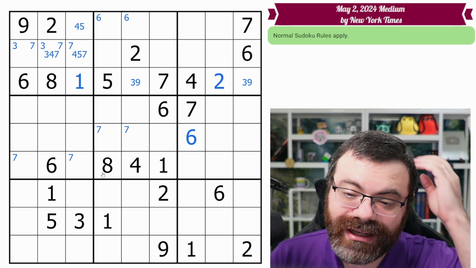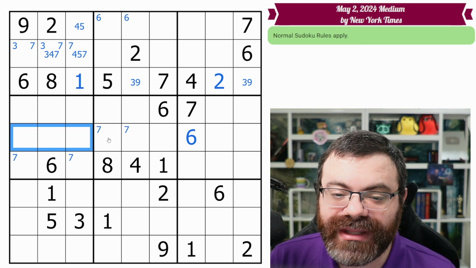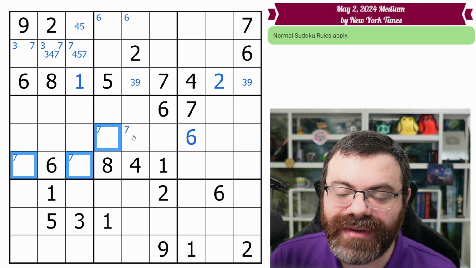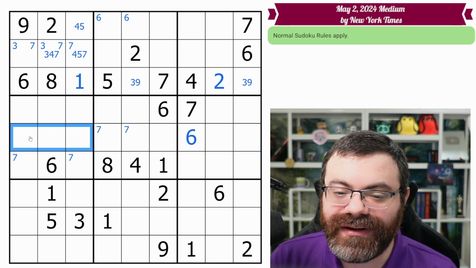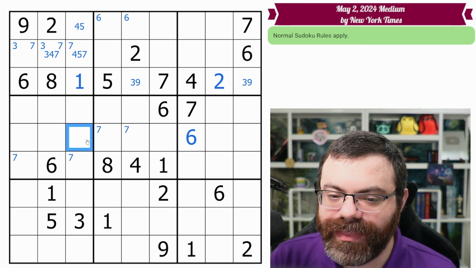And the important thing is we have learned that these 3 cells are not 7. We didn't know that, but now we do. That's what these corner marks are reminding us of, that these are not 7. Okay, because of the pointing.